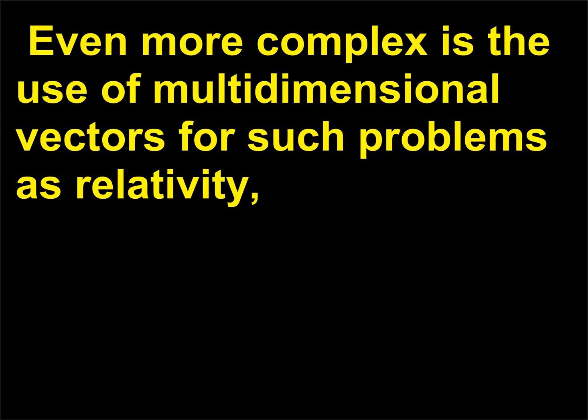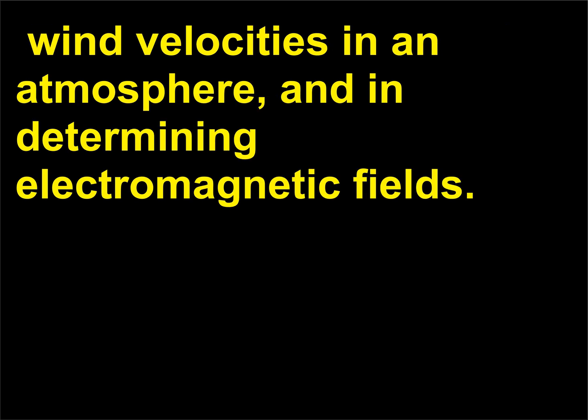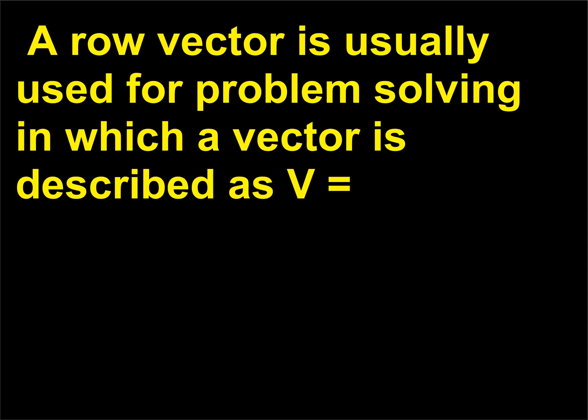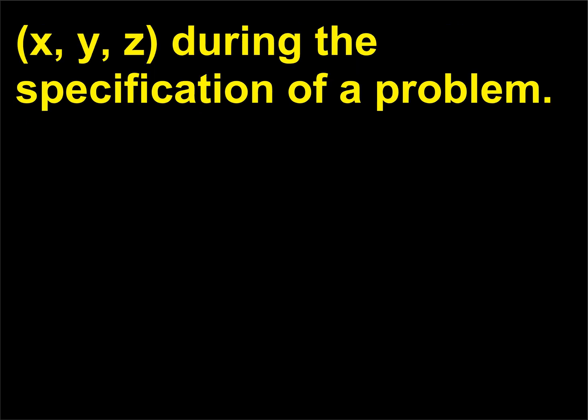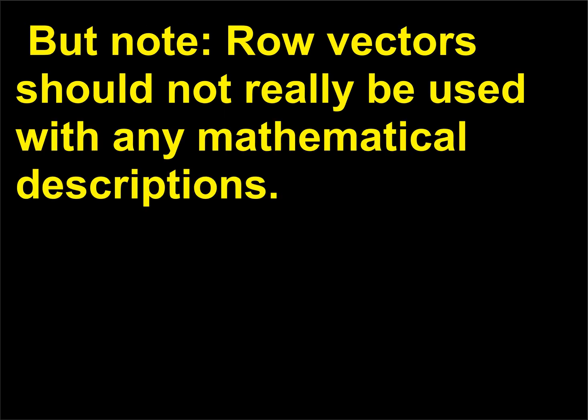Even more complex is the use of multidimensional vectors for such problems as relativity, wind velocities in an atmosphere, and in determining electromagnetic fields. A row vector is usually used for problem solving in which a vector is described as v equals x, y, z, during the specification of a problem. But note, row vectors should not really be used with any mathematical descriptions.